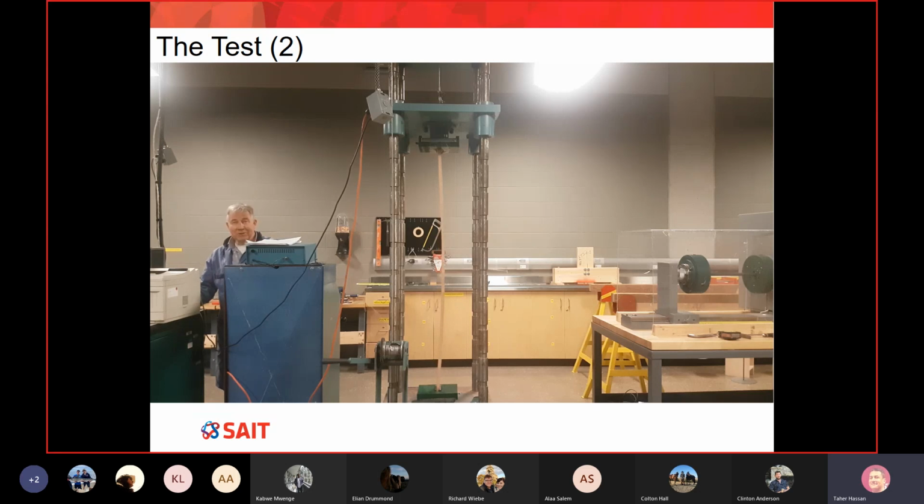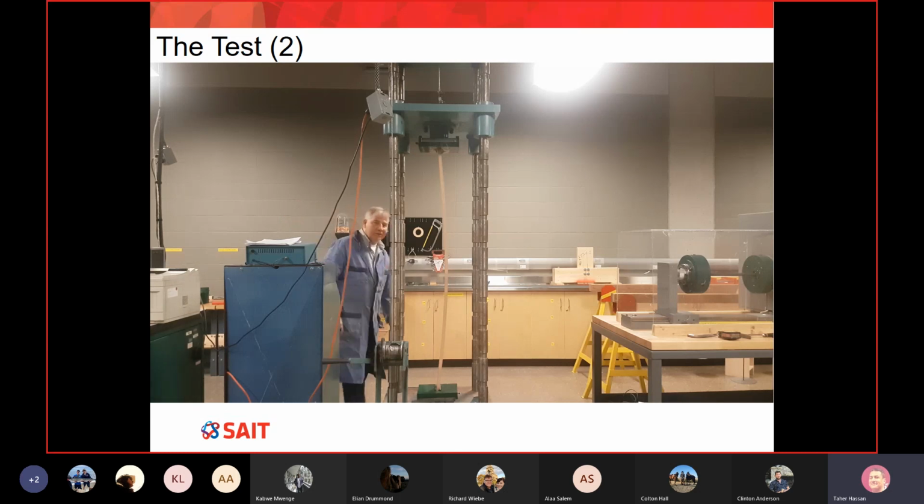There's only one speed on this one. Yes, yeah, it's a dinosaur. That's the tail now. So, buckle, 1.67 kilonewtons.